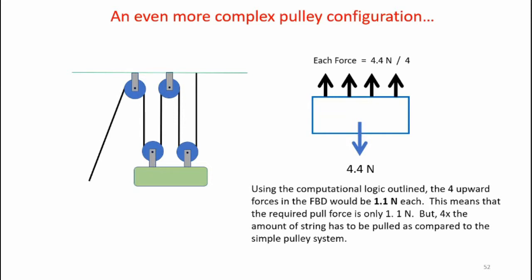Now, if we want to lift that weight 0.16 meters as before, we see we have to pull 4 times the amount of string through the pulley to raise that weight. The work is constant. However, the force required to lift the weight is smaller.